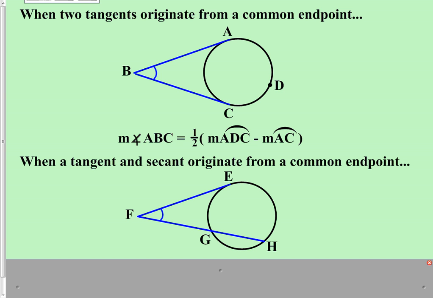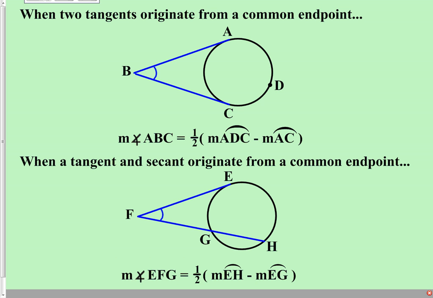But again, looking at the angle and the arc relationship, the same rule still applies. The measure of the angle caught between the tangent and the secant, in this case angle EFG, will be 1/2 of the difference of the two arcs caught between the tangent and the secant. In this case, the bigger of the two arcs would be arc EH around the far side, and from that we would subtract arc EG around the near side.